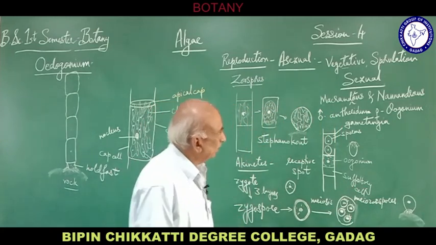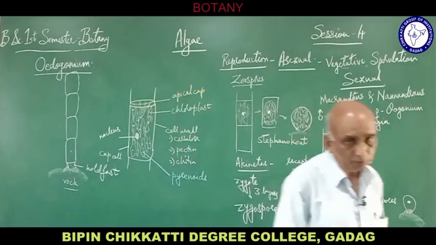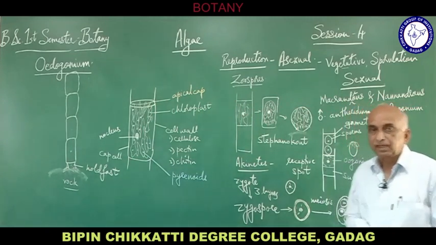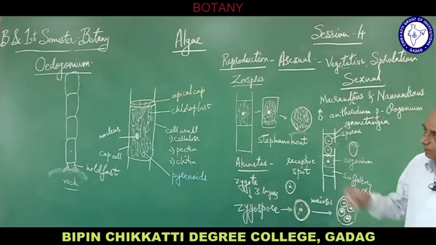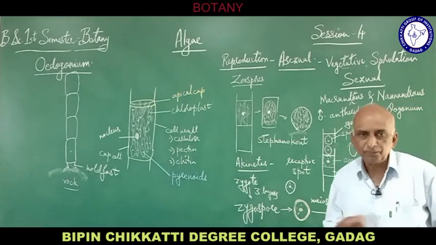That is sexual reproduction in oogonium, in macrandrous and nannandrous species. So this is about the life history of Oedogonium.